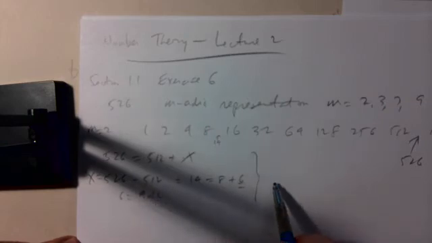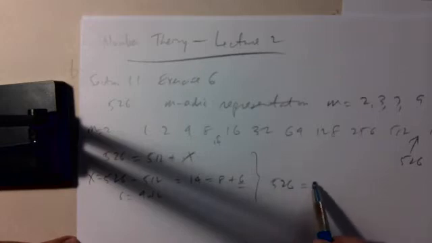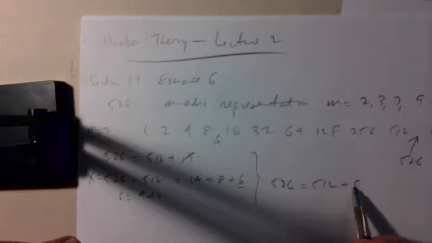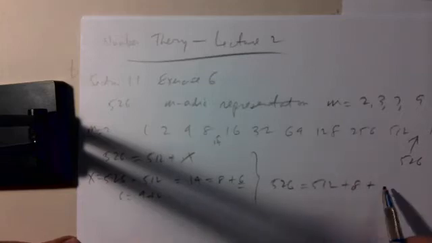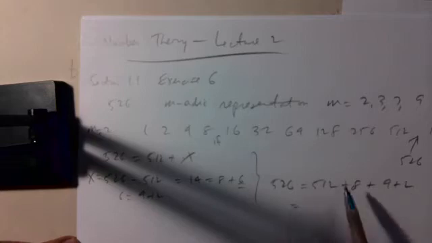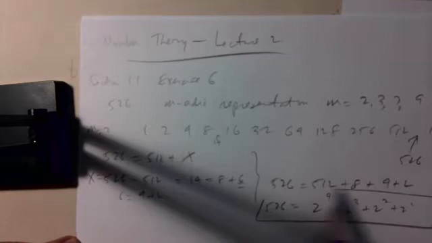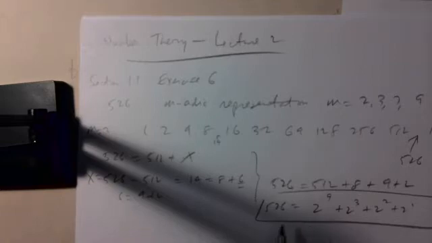So if you put this all together, 526 is 512 plus X. X is 8 plus 6. 6 is 4 plus 2. So this is 2 to the power 9 plus 2 cubed plus 2 squared plus 2 to the first power. So this is the two-adic representation of 526. I'm writing 526 as a sum of powers of 2.